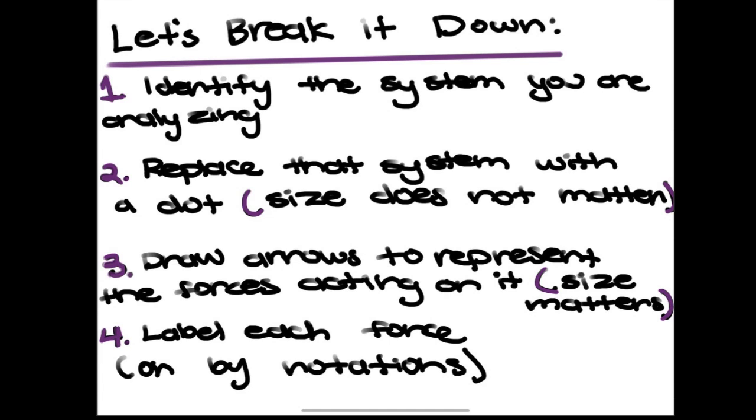Let's break it down. First, you should identify the system you're analyzing. Second, replace that system with a dot. Size doesn't matter. Third, draw arrows to represent the forces acting upon it. Size matters. Fourth, label each force with on-by notations.